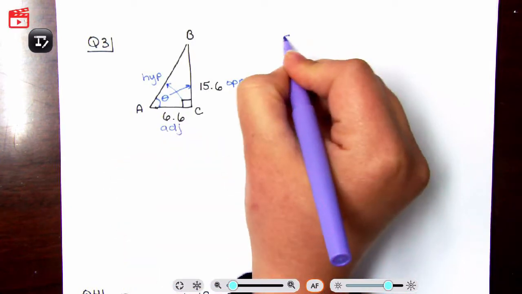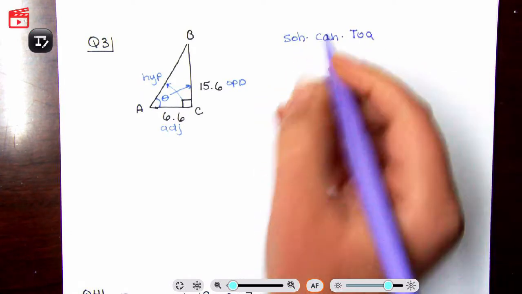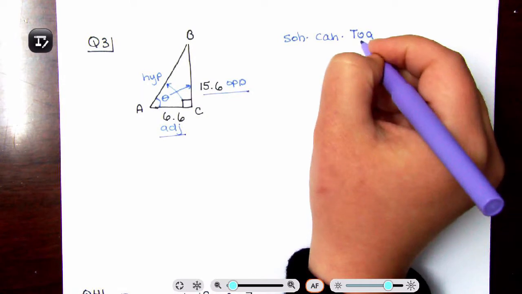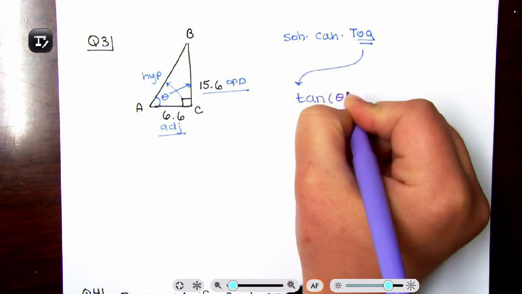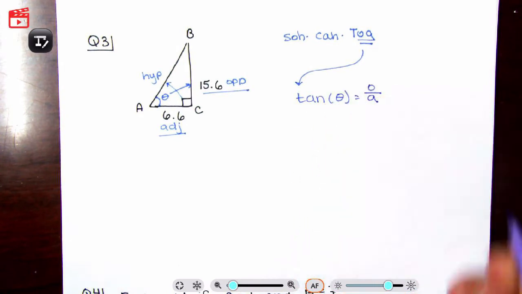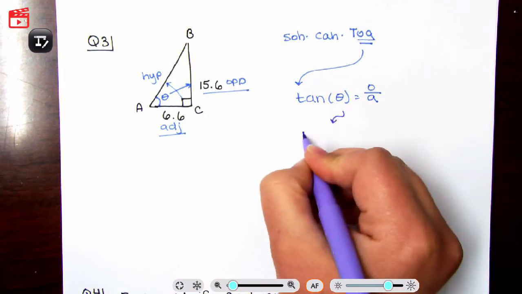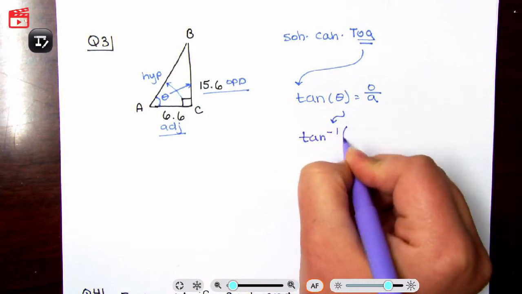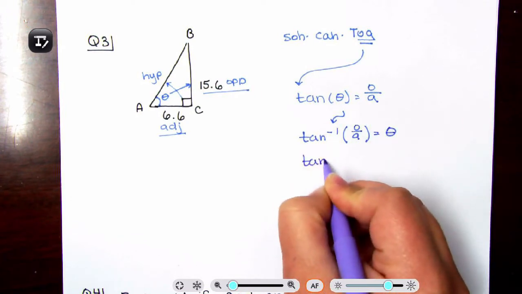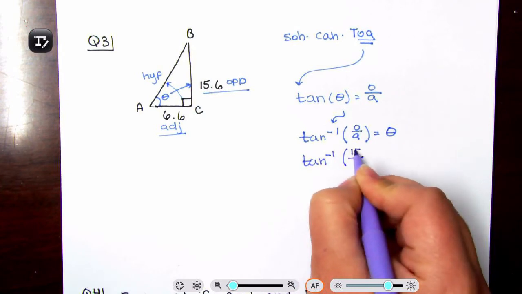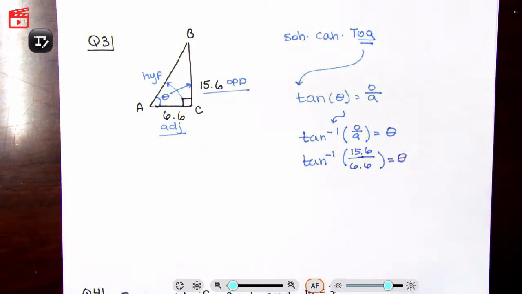Okay, let's go ahead and write out SOHCAHTOA. So for SOHCAHTOA, we have an opposite and adjacent. Opposite and adjacent, just like in the previous example, would be our tangent. So tangent of theta is equal to opposite over adjacent. Since we are now trying to solve for an angle, we're going to take the inverse. So inverse of tangent of opposite over adjacent equals theta. So tangent inverse of opposite, which is 15.6, adjacent was 6.6. And that equals our angle measure.